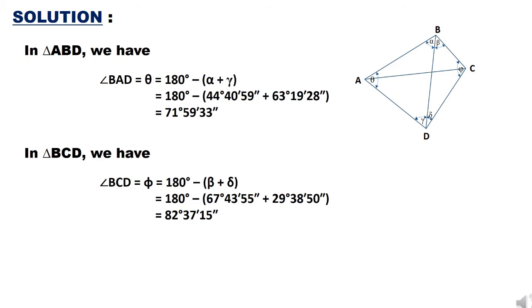So we have the angle BAD, theta, equals 180 degree minus (alpha plus gamma). Alpha and gamma values are given, so we have theta equals 71 degree 59 minutes 33 seconds. Similarly, in BCD triangle, we have phi equals 180 degree minus (beta plus delta). Beta and delta values are given, so we have phi equals 82 degree 37 minutes 15 seconds.